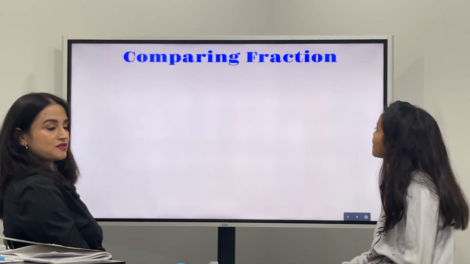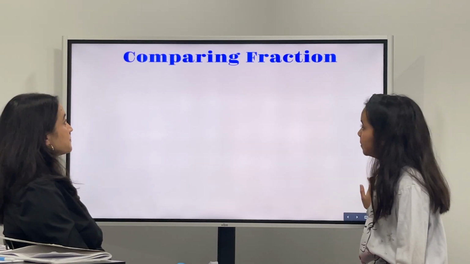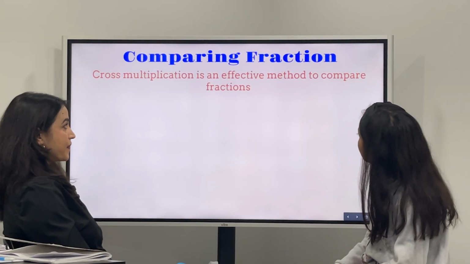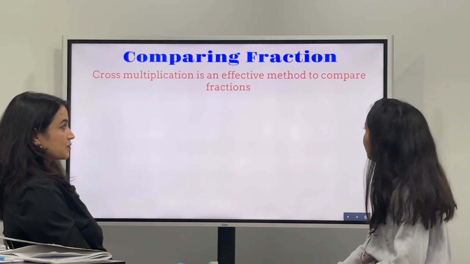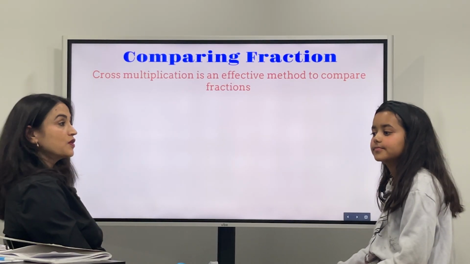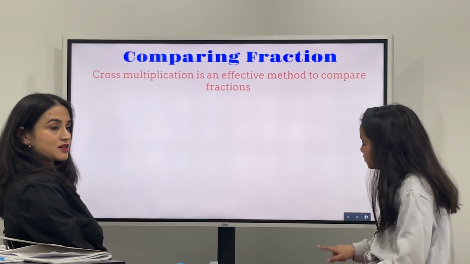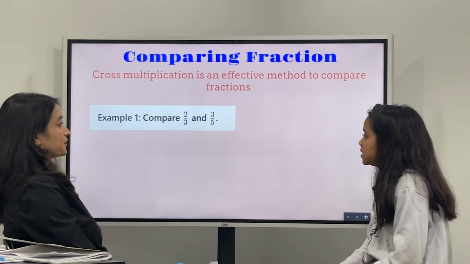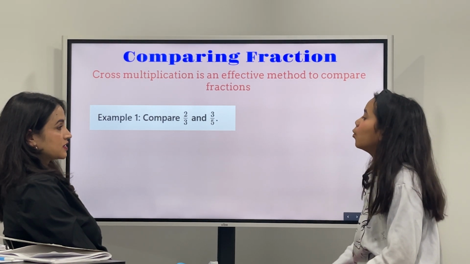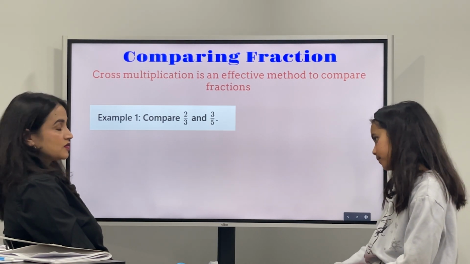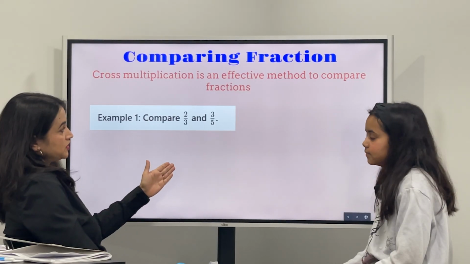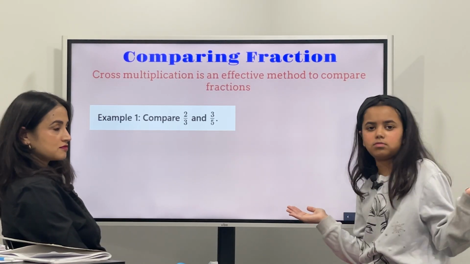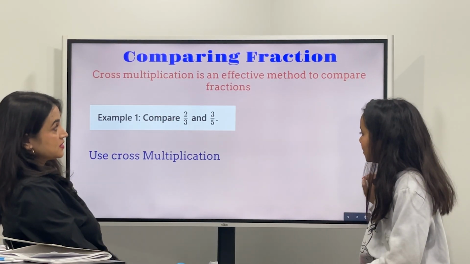Okay. Comparing fractions. What does this mean? Cross multiplication is an effective method to compare fractions. Very important. So let's see what that means with an example. Compare 2 by 3 and 3 by 5. So how do we know which one is greater and which one is lesser? It says use cross multiplication.